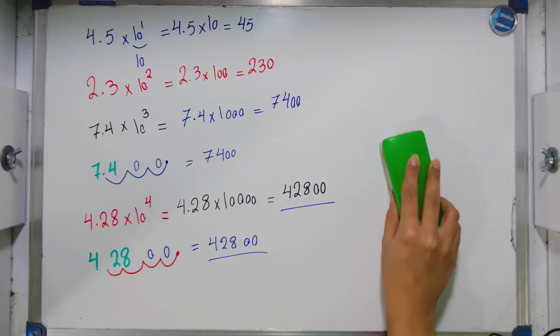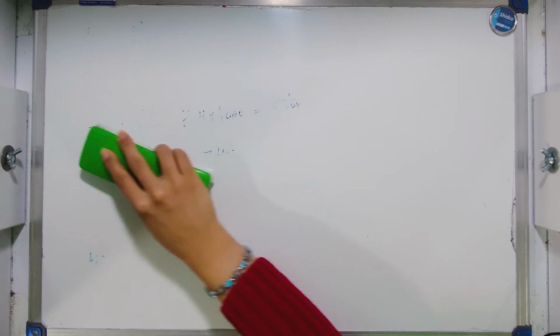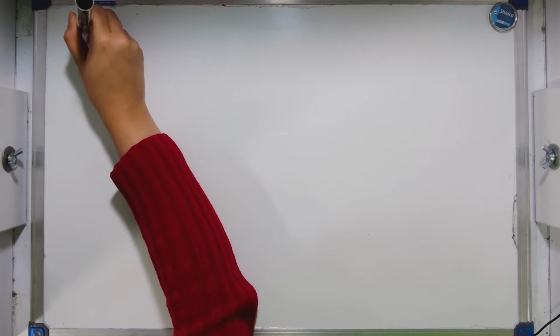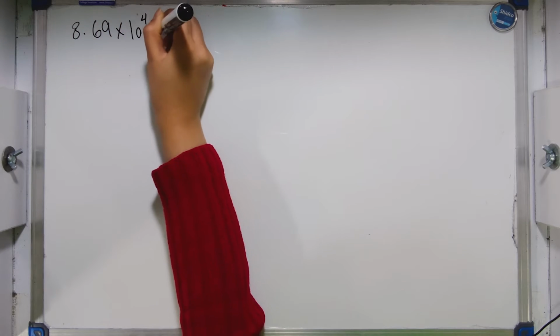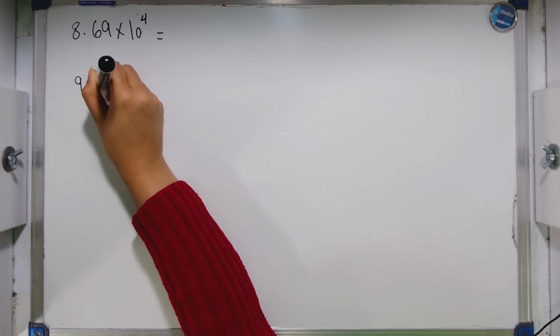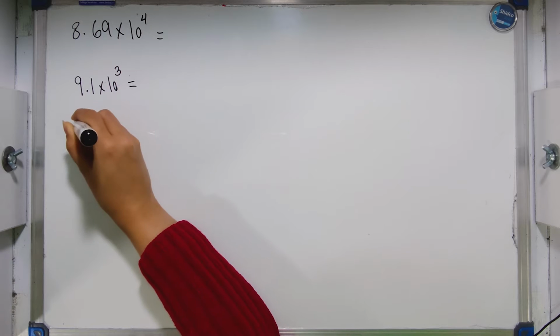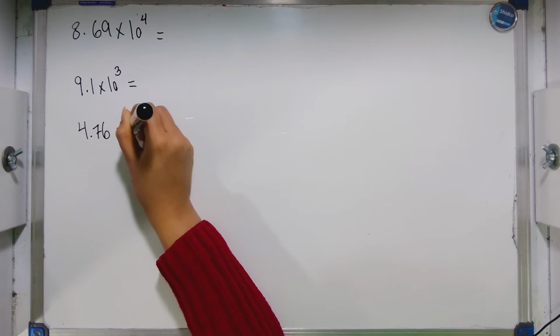So let's try these examples together. 8.69 times 10 to the power 4. 9.1 times 10 to the power 3. 4.76 times 10 to the power 2.